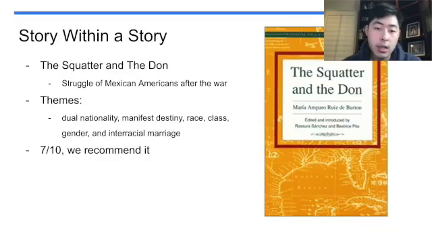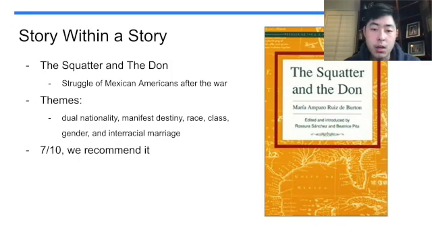An interesting story that my groupmates and I read to learn more about the war was the story The Squatter and the Don, written in 1885 by someone named Maria Amparo Ruiz de Burton. This book addressed the struggle of Mexican Americans after the war and specifically described the struggles of those promised property protection under the Treaty of Guadalupe Hidalgo. It also addressed such themes as the consequences of disenfranchisement, dual nationality, manifest destiny, faulty and inadequate legislation, corrupt courts, corporate monopoly, race, class, gender, and interracial marriage.